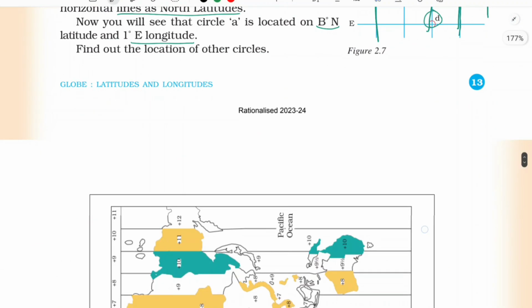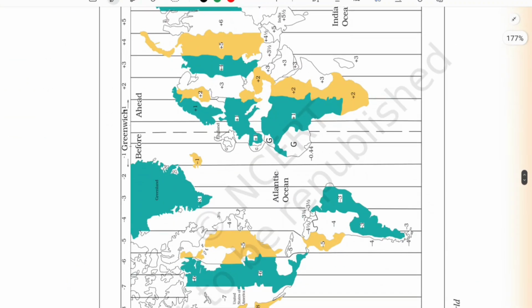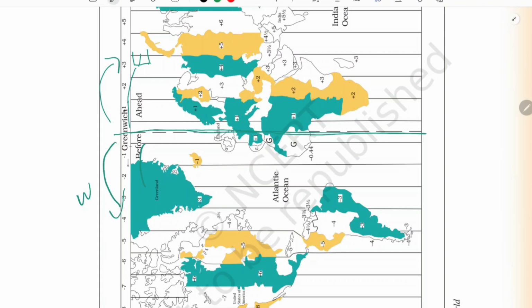Next let us see about the time zone. Say Greenwich here. As I have told you, this is the prime meridian. This line is the prime meridian and this side is the eastern hemisphere of longitudinal lines, and this side is the western hemisphere. So this time zone, try to understand this.